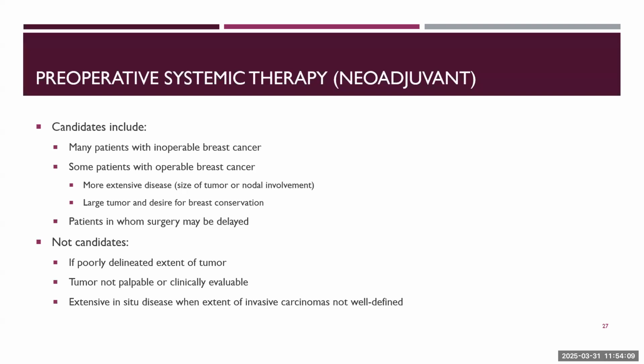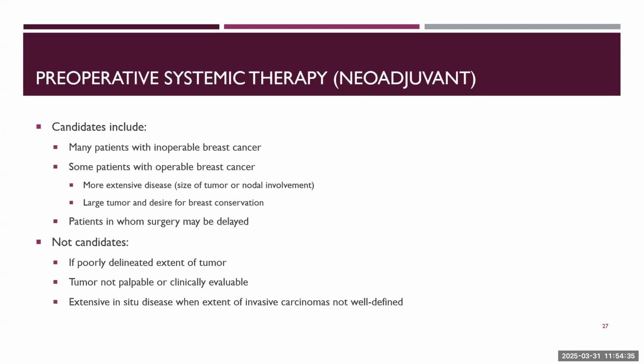So who are potential candidates for neoadjuvant systemic therapy? Candidates might include many patients with inoperable breast cancer, or if they are currently operable but have more extensive disease, so a larger tumor or a lot of lymph node involvement, or if they have a really large tumor and they desire breast conservation, or patients in whom surgery might be delayed.